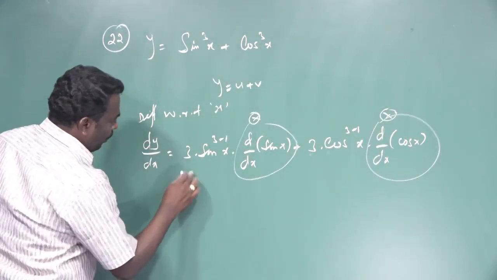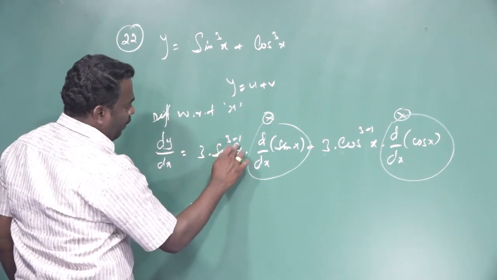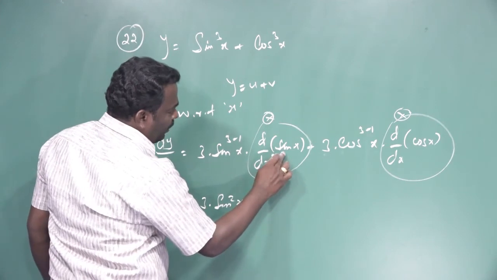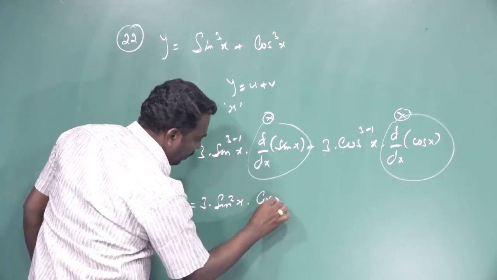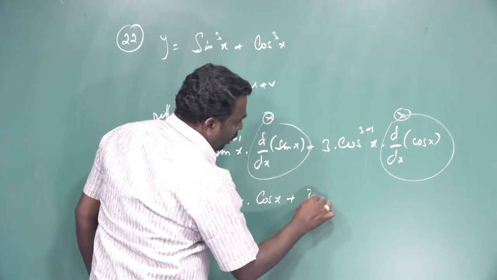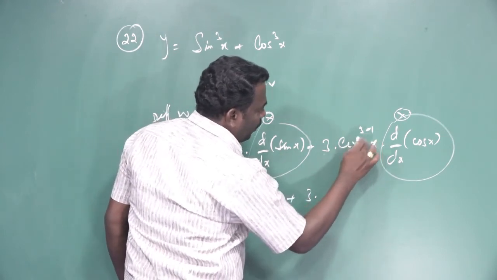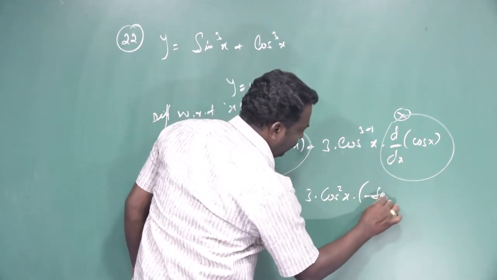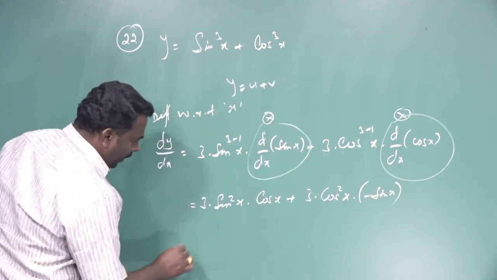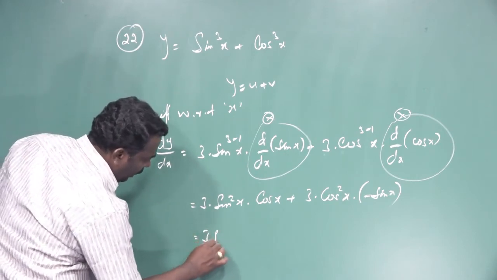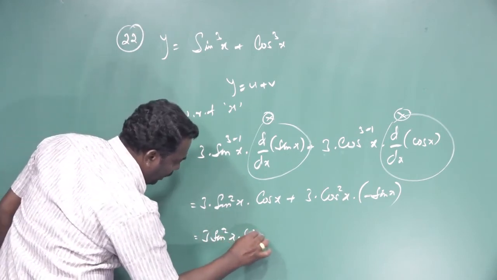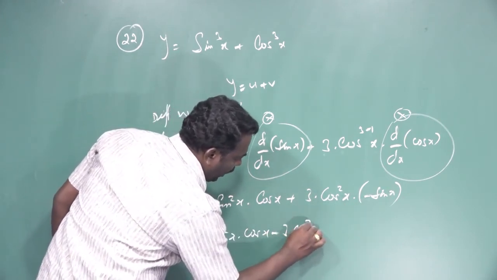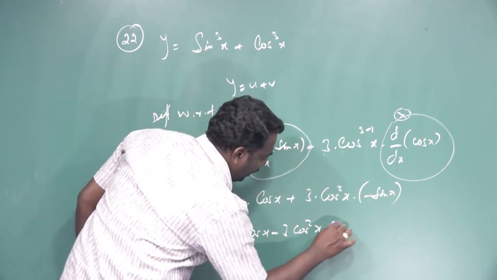Now what is the simplification? 3 into sin power 3 minus 1, which is sin square x, into the differentiation of sin, which becomes cos x, plus 3 into cos power 3 minus 1, which is cos square x, and again the differentiation of cos becomes minus sin x. Now just simplify the term. In this term, 3 sin square x into cos x, plus minus 3 cos square x into sin x.